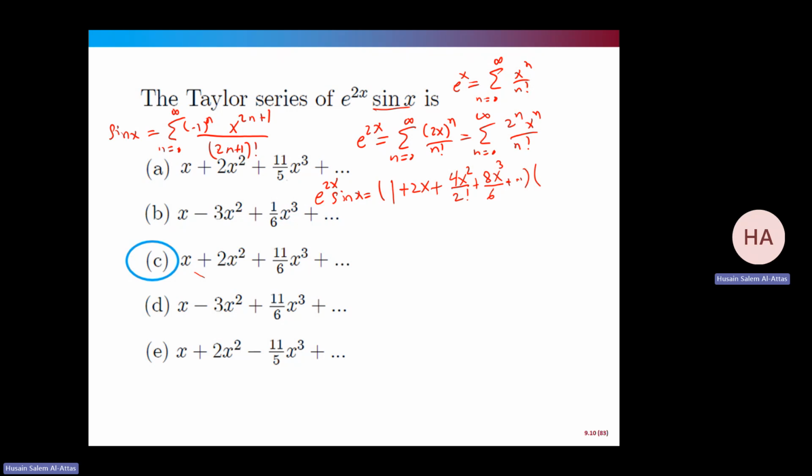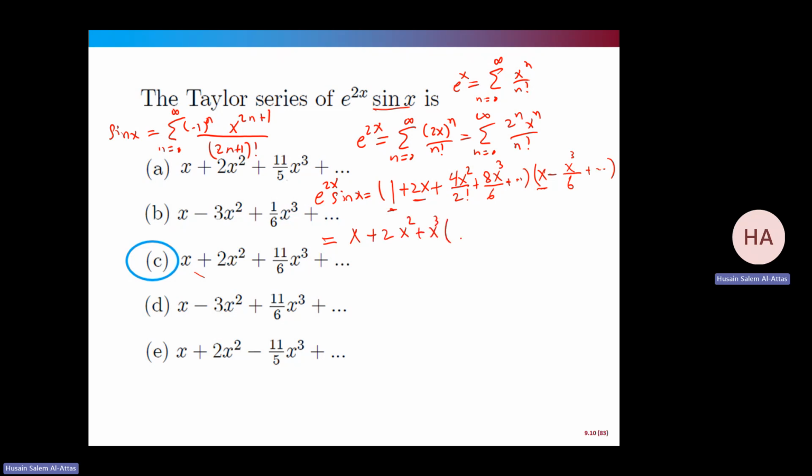Now, for sine at n equals 0, I have x. At n equal 1, I have minus x cubed over 3 factorial, which is 6, plus the rest. Okay, now what will bring me the constant? Nothing. Coefficient of x: this times this, that will be x. Coefficient of x squared: this times this. That's the only thing that will bring x squared. So that will be plus 2x squared.